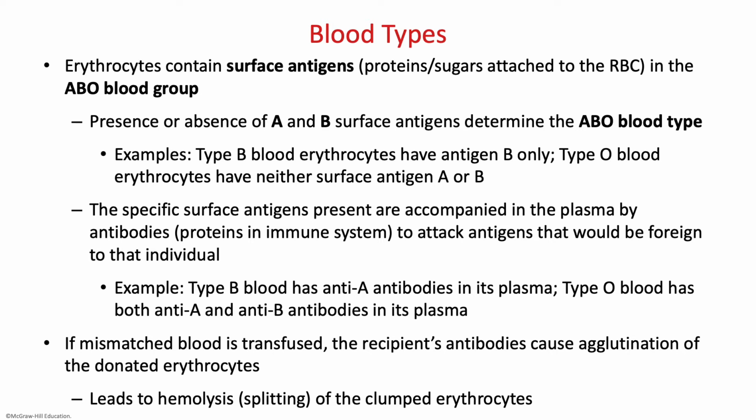The specific surface antigens present are also accompanied in the plasma by antibodies. These are proteins in your immune system that will attack antigens that would be foreign to that individual. So if you're type B blood, you'll have anti-A antibodies in your plasma. If you're type O blood, you will have both anti-A and anti-B antibodies in your plasma. And if mismatched blood is transfused, the recipient's antibodies cause agglutination of the donated erythrocytes, and that can lead to hemolysis, or splitting of your clumped erythrocytes.